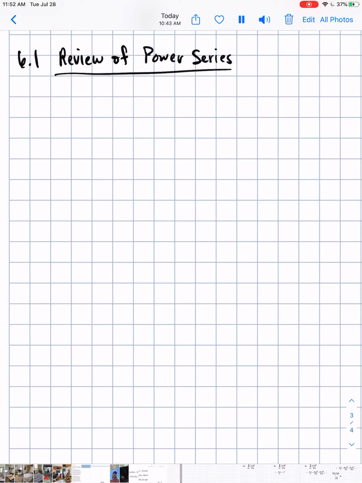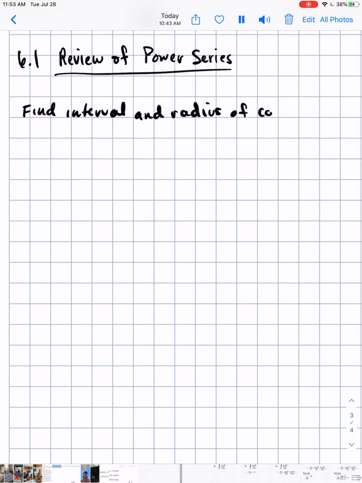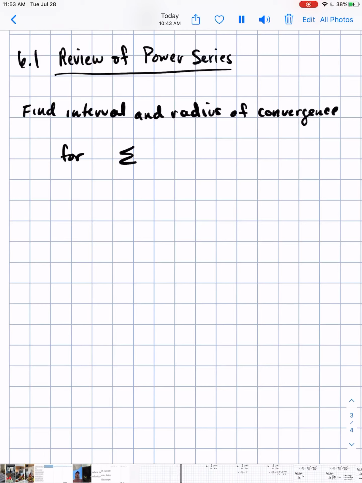To review power series. This is 6.1. Couple things that you should know going into 6.2, right? So we're going to find the interval and radius of convergence. And let's do it for this power series here.